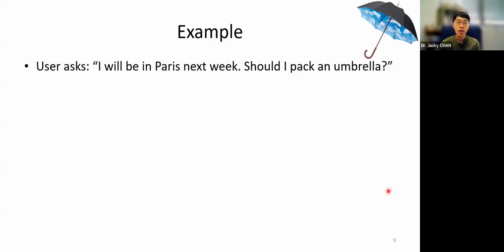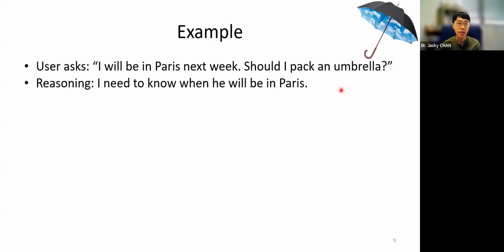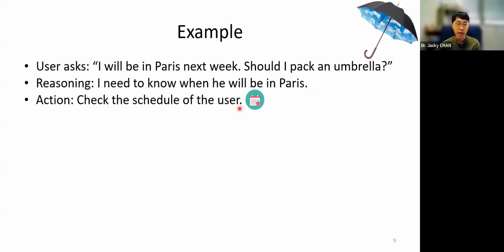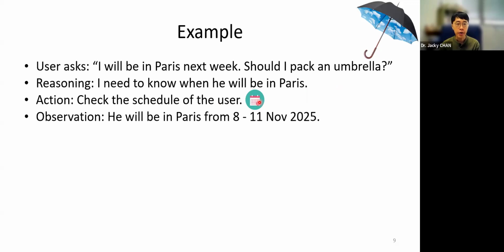So after the agent thinks about that, it finds that it needs to know when he will be in Paris next week, the exact days. So the agent will take the action to check the schedule of the user, connect to the user's schedule, look at it, and find that he will be in Paris from the 8th to the 11th. That's the observation after this action.